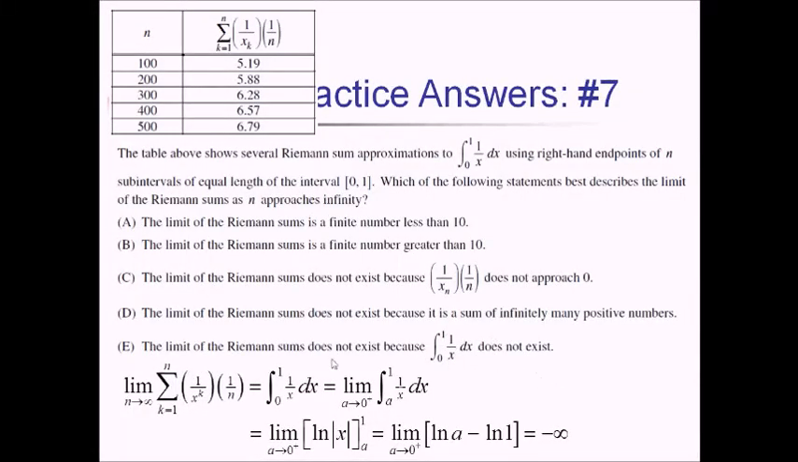The other answers, they have the limit of the Riemann sums being finite numbers, which is clearly false if we're going to negative infinity. Limit of the Riemann sums doesn't exist because this term does not approach 0. Well, as n approaches infinity, this is definitely going to 0. Limit of Riemann sums does not exist because it is a sum of infinitely many positive numbers. Well, we've seen all sorts of infinite sums that do converge. Infinite geometric series, for example, with r values of less than 1. So E is the best answer out of all these.